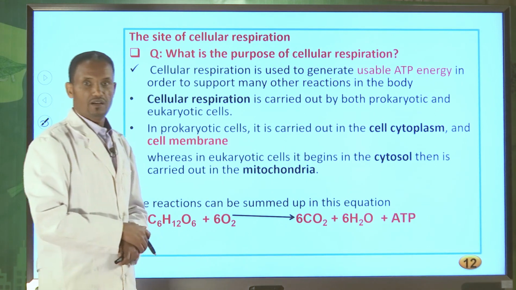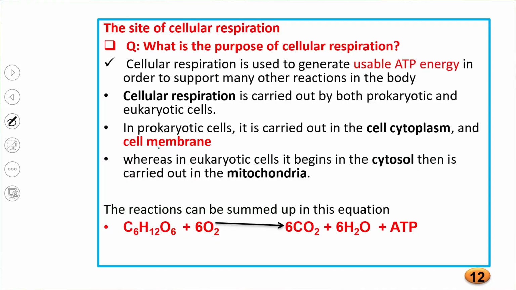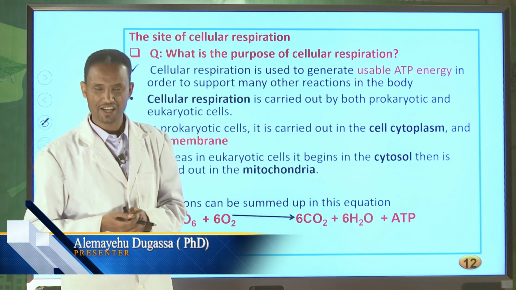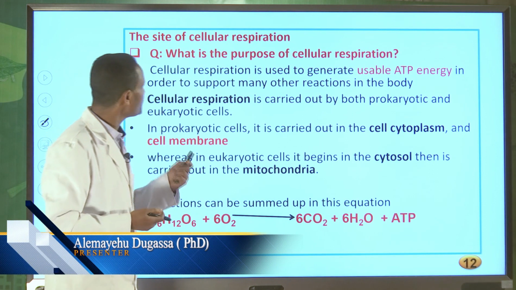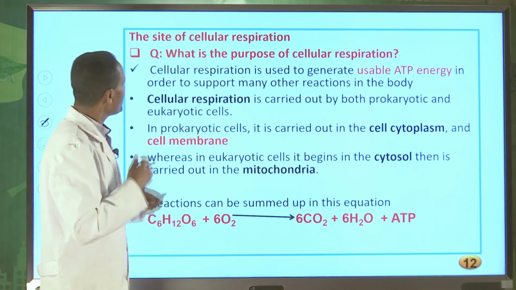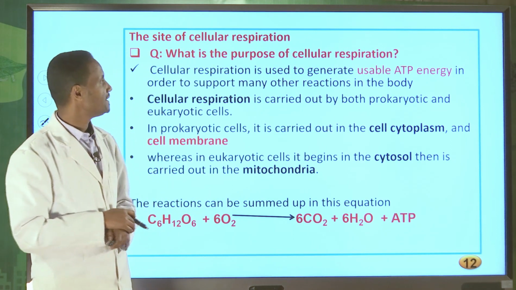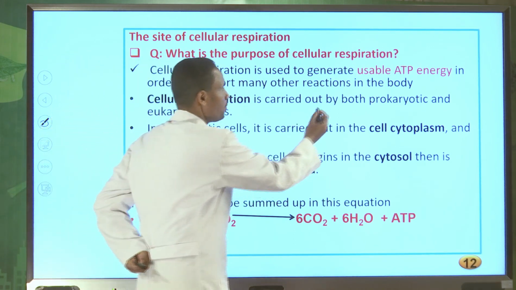Now, let me come to another point, which is the site of cellular respiration. The site of cellular respiration. What is the purpose of cellular respiration? Why do cells undergo respiration? It has many purposes. Some of the importance or purposes of cellular respiration is that it is used to generate usable ATP energy in order to support many other reactions in our body.